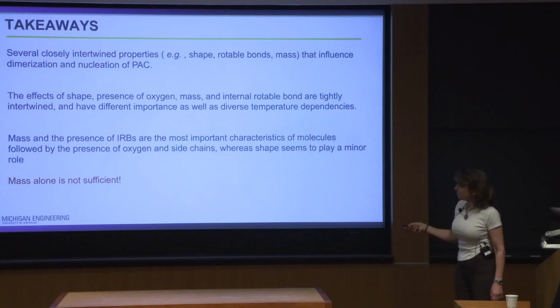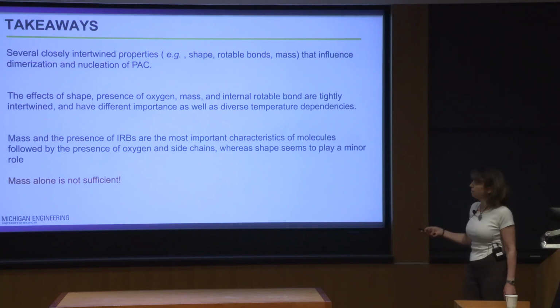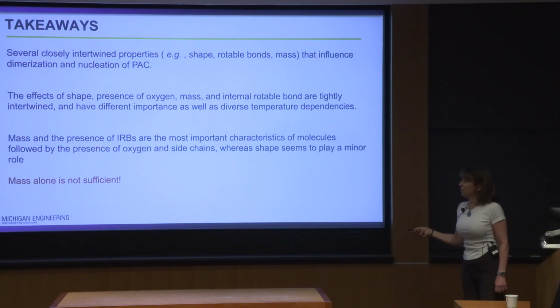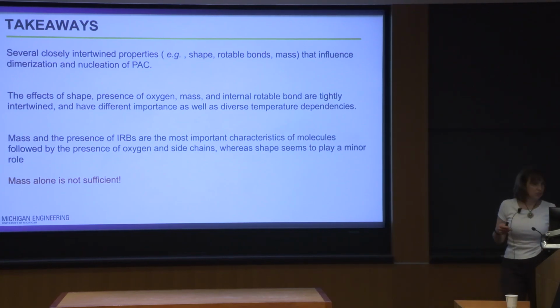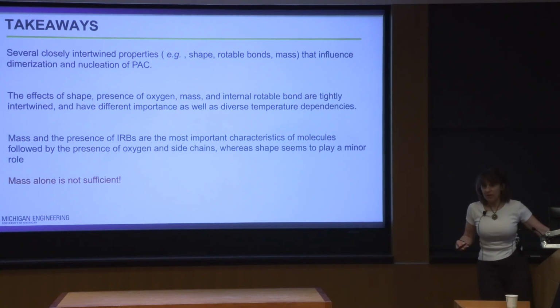So mass and the presence of internal rotatable bonds are the most important characteristics that we saw, the common properties, followed by the presence of oxygen and side chains. The shape plays a minor role. So mass alone is not sufficient. That's the message. But I want to learn a little bit more.